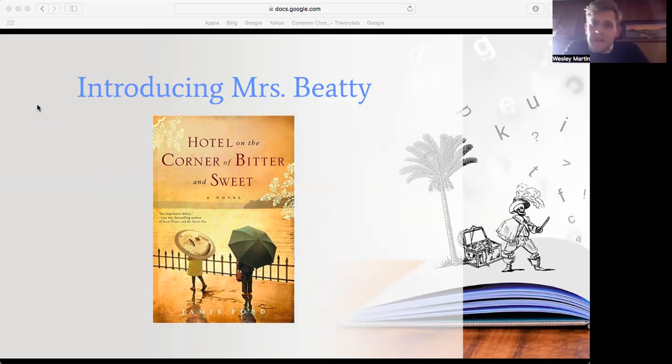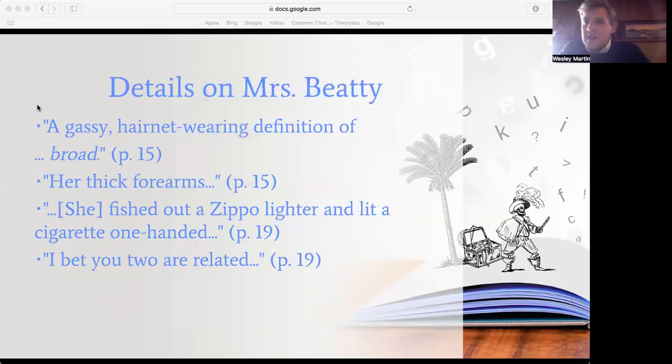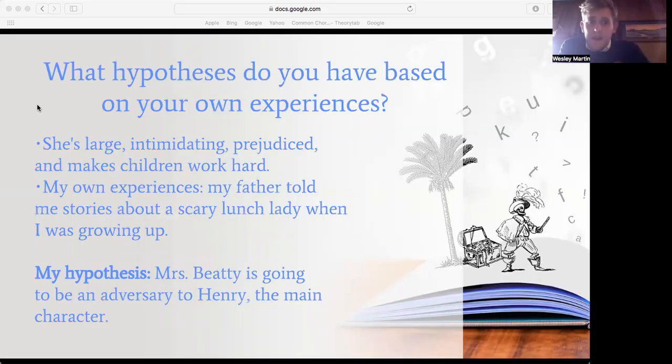So Mrs. Beatty is a lunch lady, and she's the lunch lady to a young Chinese American boy. And the novel starts with these descriptions that Mrs. Beatty is a gassy, hairnet-wearing definition of broad, meaning wide, and talking about thick forearms and fishing out a Zippo lighter and starting to smoke, and her saying to the students that she bets that they're related, things like that, right? So already we can infer that maybe she's large, intimidating, prejudiced.